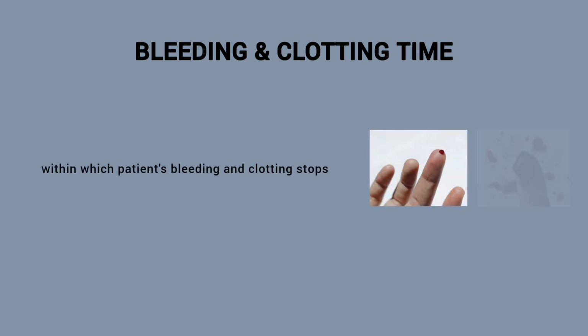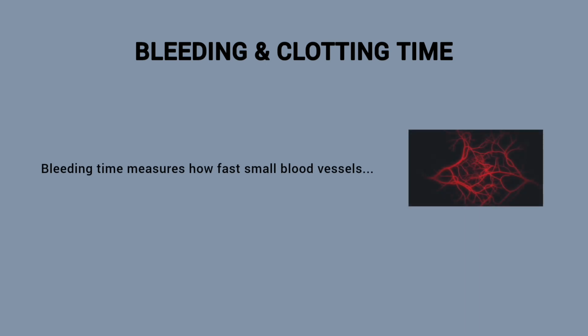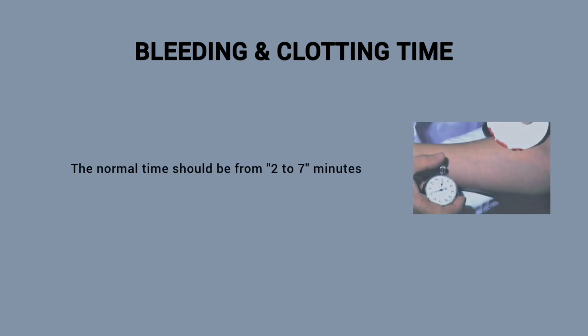Bleeding and clotting time, as the name gives indication, are the kind of tests used to assess the time period within which a patient's bleeding and clotting stops. Bleeding time measures how fast small blood vessels present in the skin stop bleeding. The normal time should be from 2 to 7 minutes.